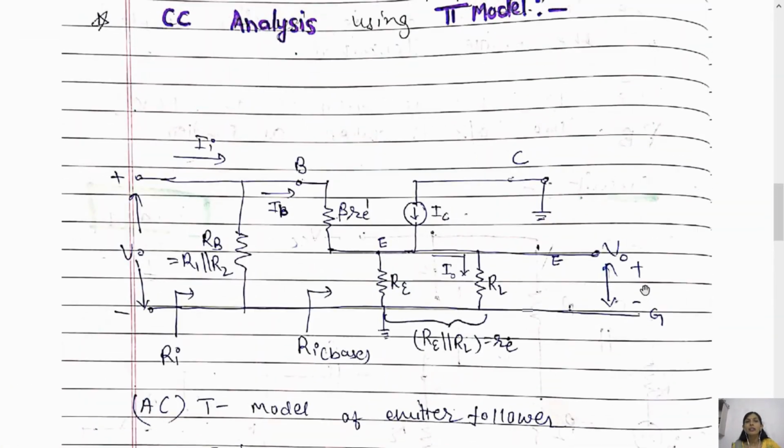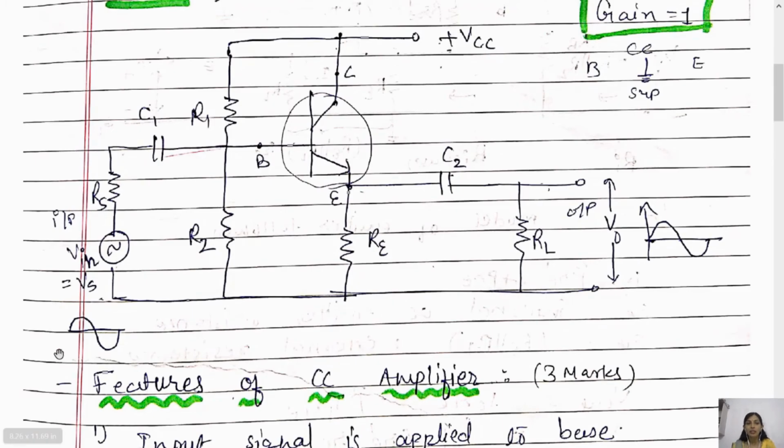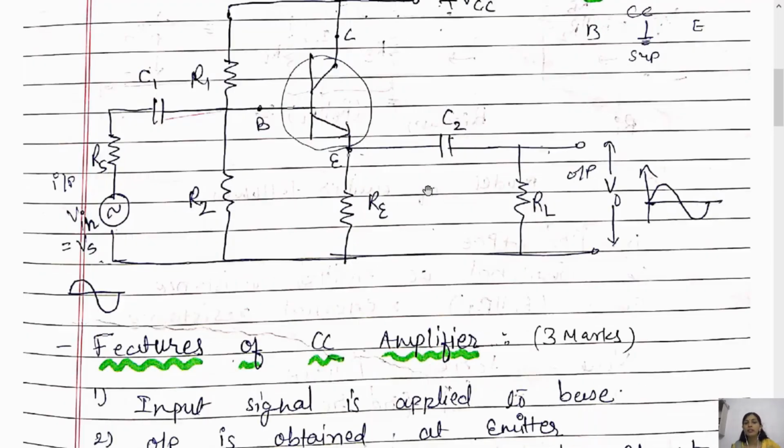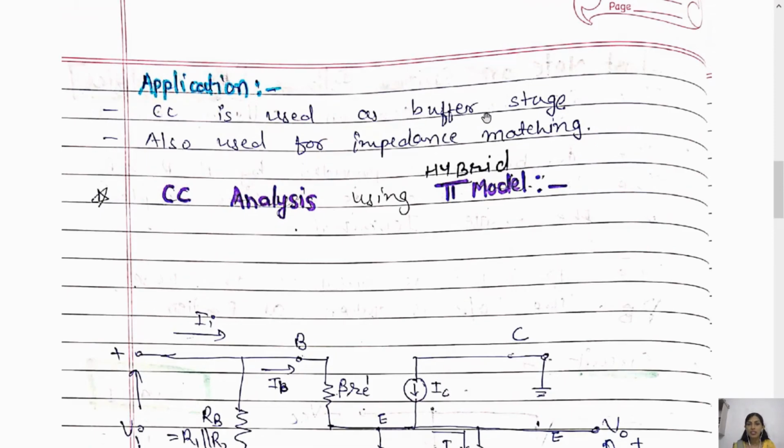Features are, as we have discussed already, that input and output waveforms are in phase. Gain is 1, which means output always follows the input, so it is an emitter follower, right? And the application is a buffer stage. It is used as a buffer amplifier and it is used for impedance matching.